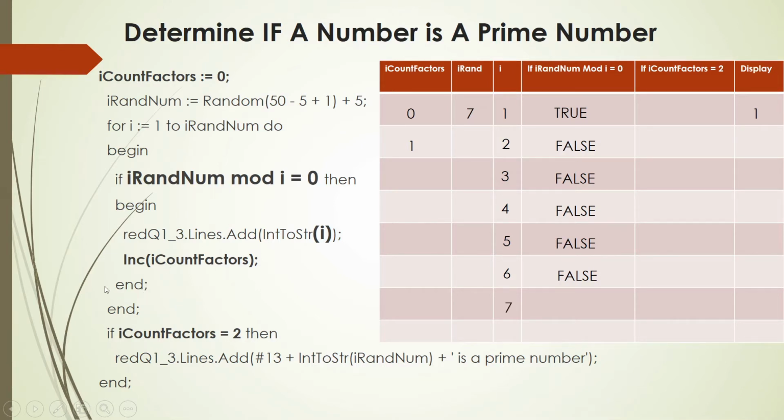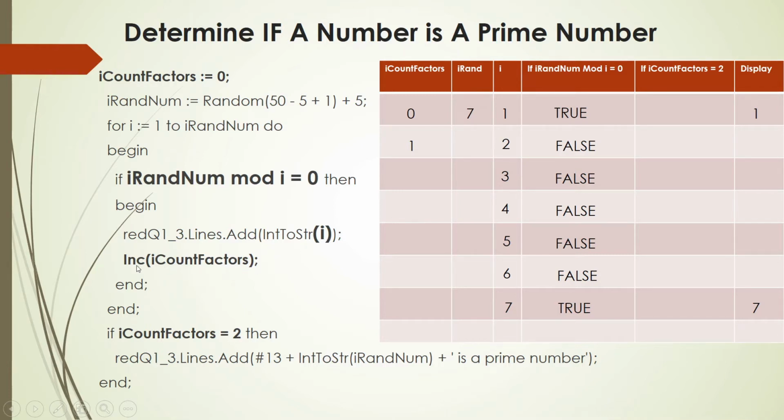I hit the end and I now become 7. Check my condition in my for, it's true. I come into my if statement and I'm now checking if 7 mod I equals 0, and that evaluates to true. Okay, 7 mod 7, my remainder is 0. So if my remainder is 0, then my condition evaluates to true. I now display the value of I, which is 7. I now found another factor of 7, which is the number itself.